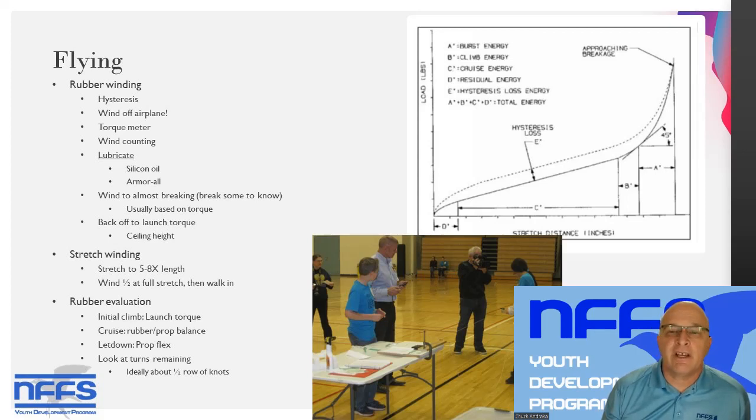Because of this, you need to wind off the airplane, preferably with a torque meter, but not everybody has a torque meter. To save damage to the airplane, at least put a small piece of wire or a pin or a small nail into a piece of wood and use that either handheld or clamped to a bench to wind your rubber and then transfer it to the plane after winding and unwinding. Count your winds and log your counts up to the full wind and then the number of unwinds down to your launch torque.